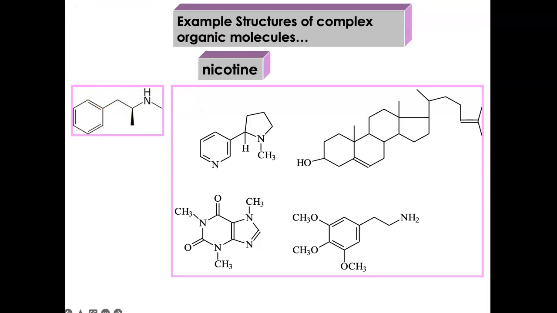This, of course, is the molecule nicotine, but here's an amine group. Here's an amide group. Of course, we've got a bunch of methyl groups, but they wouldn't really be considered functional groups. Here's an alcohol, that OH hanging off there. Here's another amine group. We've got an aromatic ring right here.